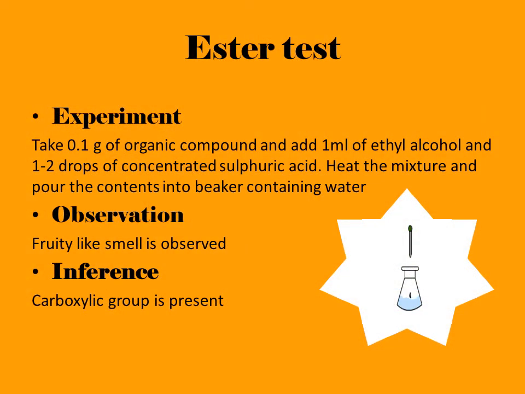The second test for the identification of the carboxylic group is the ester test. Take about 0.1 gram of the organic compound, 1 ml of ethyl alcohol and 1 to 2 drops of concentrated H2SO4 in a test tube. Heat the reaction mixture on a water bath for about 5 minutes. Pour the reaction mixture into a beaker containing water. A fruity smell indicates the presence of the carboxylic group in the compound.